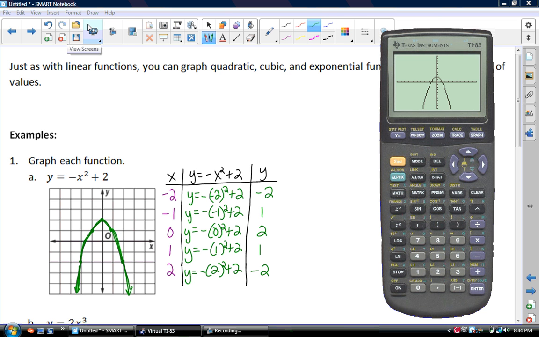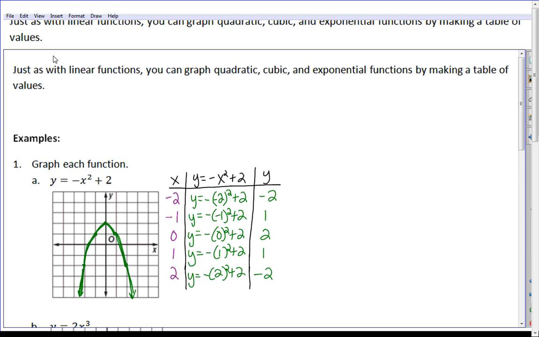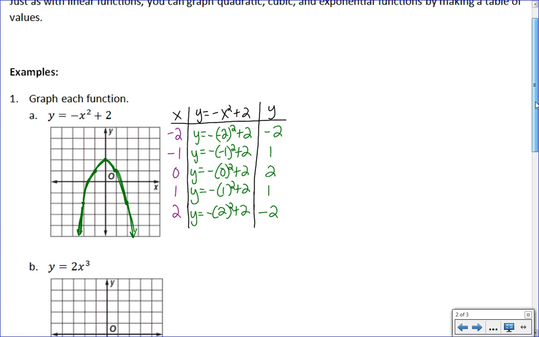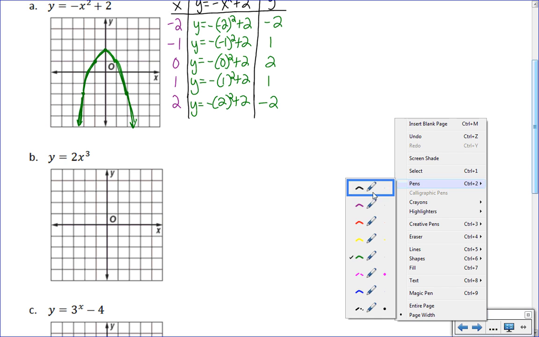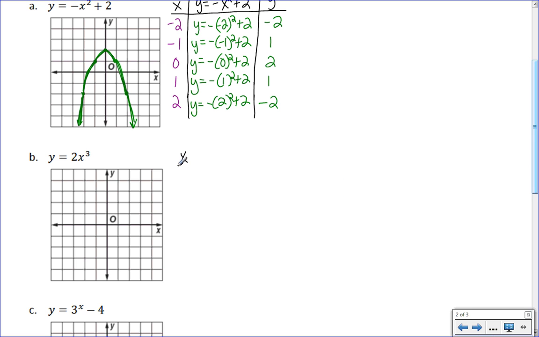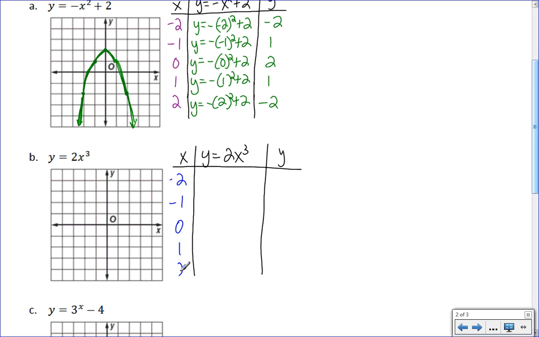Okay, let's try another one. For b, we have y equals 2x cubed, and because this is an x cubed, we know this is a cubic function. So we'll make a table of values again. And again, good values to choose for x normally would be -2, -1, 0, 1, and 2. So let's see what we get when we plug in these numbers for x.